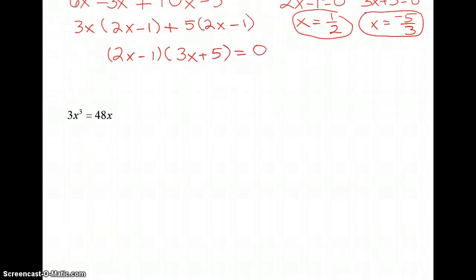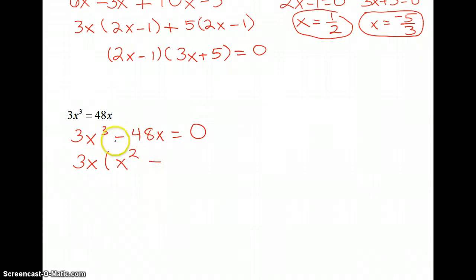So first I'm going to rearrange it so that one side's 0. So I'm going to move the 48x to the other side. And of course, when I take it to the other side, it's going to become negative. Now this time I don't have a trinomial. So I'm going to start off with my first step of factoring, which is what's in common in both. 3x. So I put 3x in front, and then what's left over? x squared minus 48x divided by 3x is going to give me 16 equals 0.